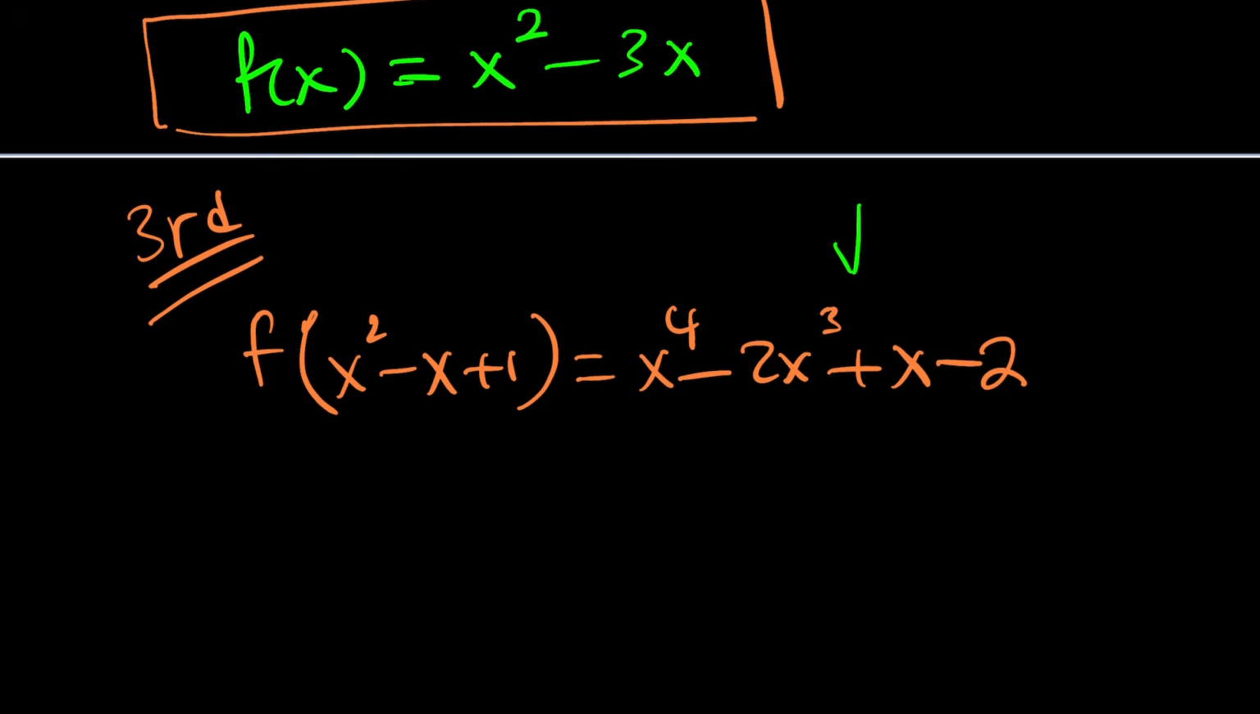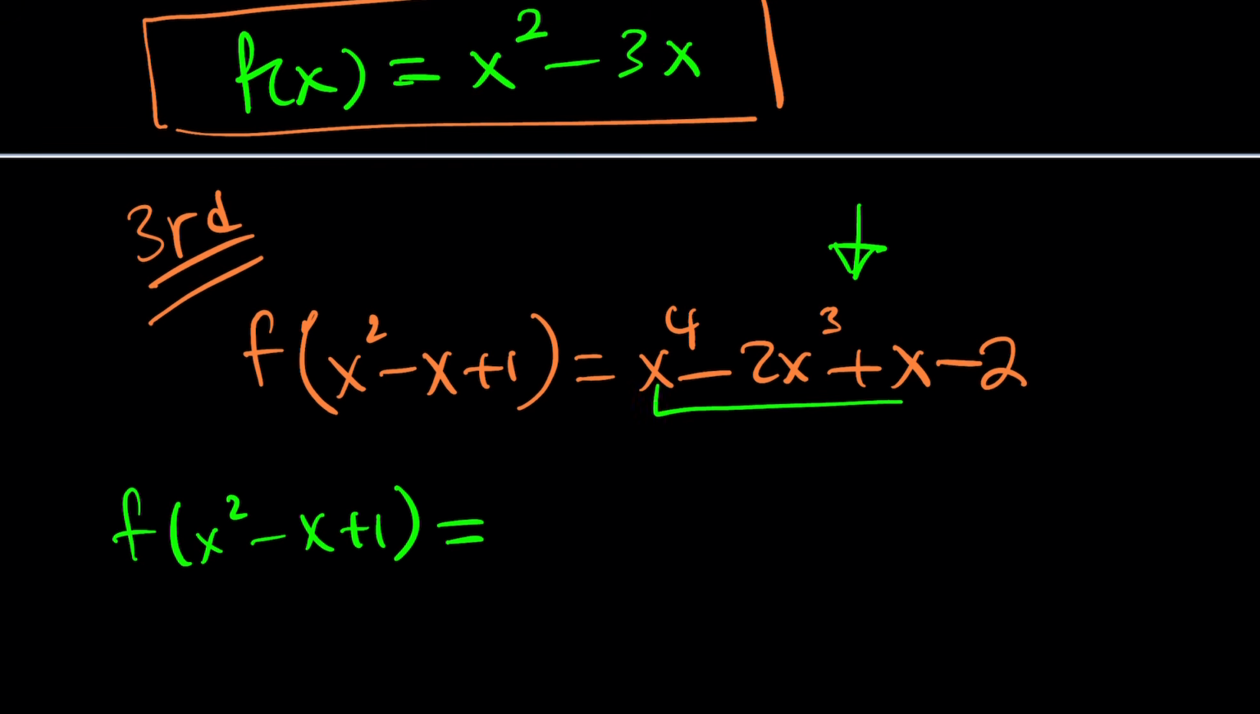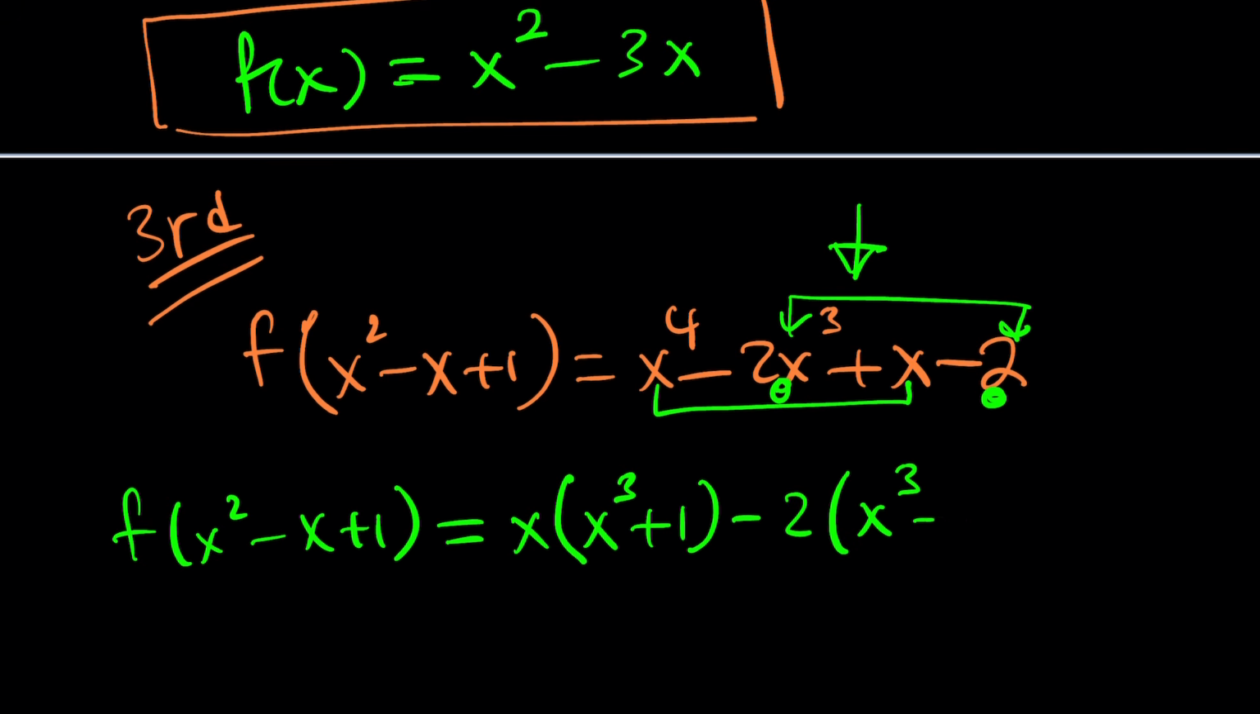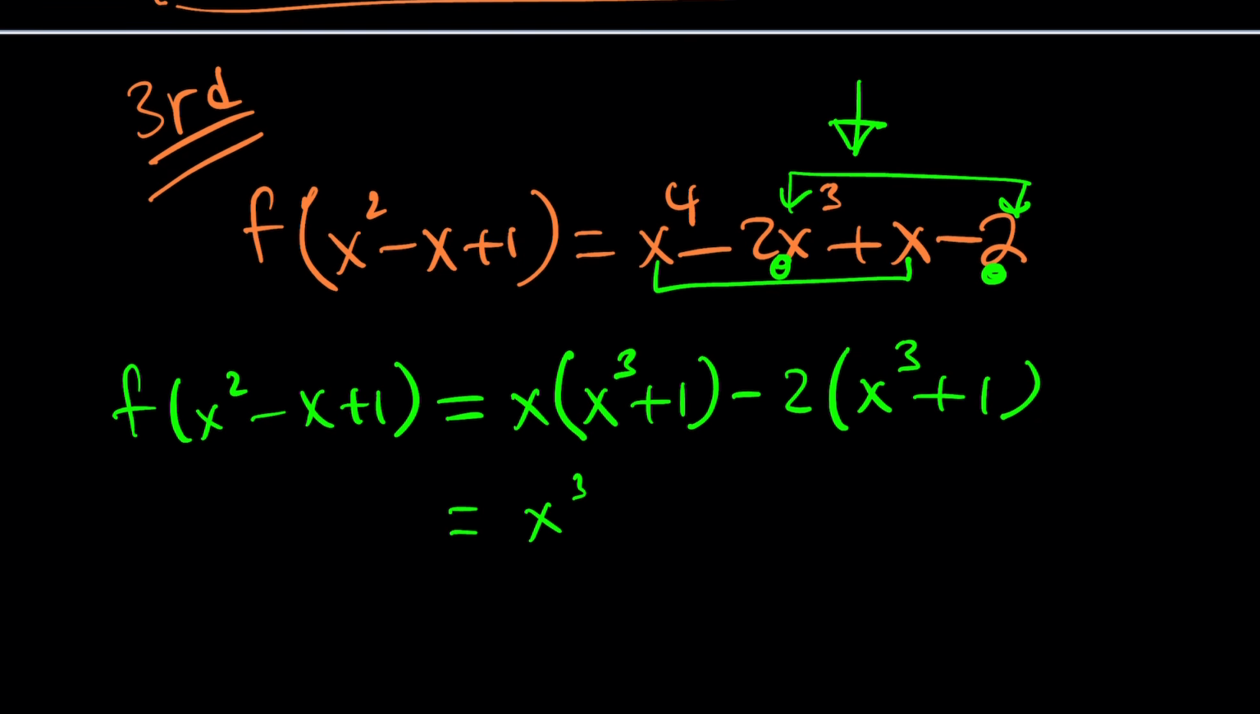Now, here's what I was doing. I just saw that this is factorable, and that's a good thing. Notice that we can put these two together and factor by grouping. So x to the fourth plus x, which means I can factor out x. That's going to give me x cubed plus 1. And with these two things, I can take out a -2, and that'll give me x cubed plus 1, right? Awesome. Now, x cubed plus 1 is a common factor, so I can now write it as x minus 2.